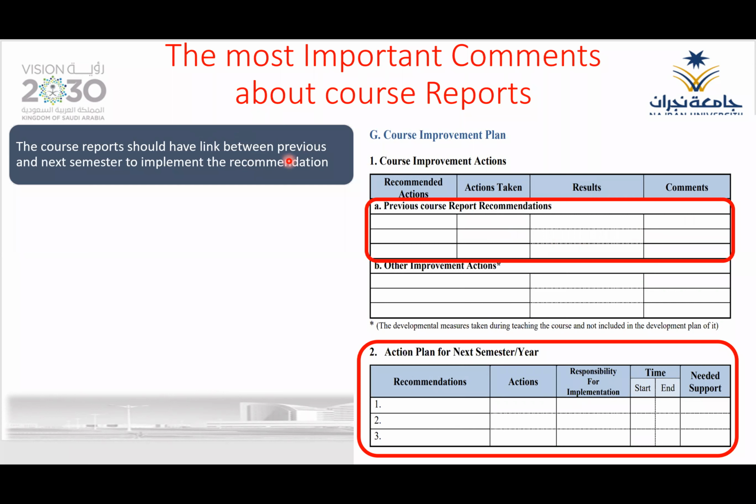So we have to make sure that these previous course report recommendations are exactly what was written in the recommendations for the last semester, and to implement these actions and to explain what the results and the comments were. So this is the first comment by the reviewers.